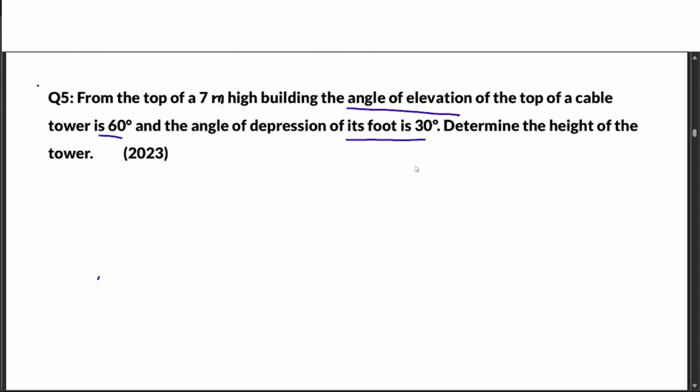So basically, it is saying there is a building. Okay, and so in this question, it is saying simple. There is a tower. Okay, so in that, the top is 7-meter height. So it is making some angle of elevation of 60 degree and depression with the foot that is 30 degree. Okay, we have to find the height of the tower.